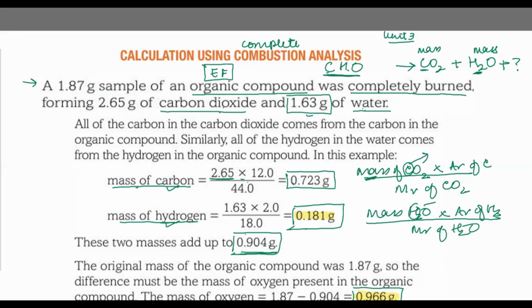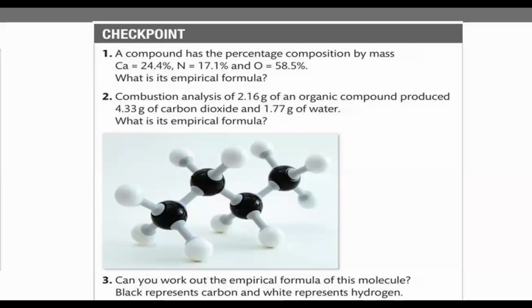They will not ask a question where sulfur or chlorine or some other element is there. They are not going to give you any question in that complex form. So basically, only these three elements will be there. Okay, is it clear?